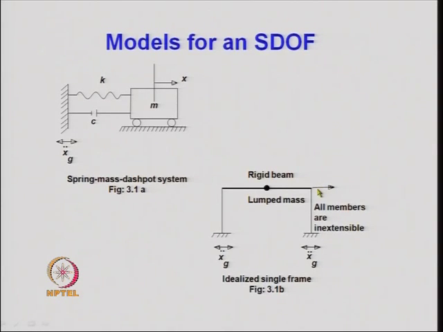For a unit sway, the force which is required is equal to 12 EI by L cube for this column, 12 EI by L cube for this column, or in other words 24 EI by L cube will be required to produce a unit displacement over here. So, we can say that the stiffness constant for this particular frame is equal to 24 EI by L cube. Now, this frame can be modeled as a single degree of freedom system in this particular fashion. The M mass is this rigid mass. It is attached to a spring. The spring has a stiffness coefficient of 24 EI by L cube. It is attached to a dashpot in order to represent the damping.